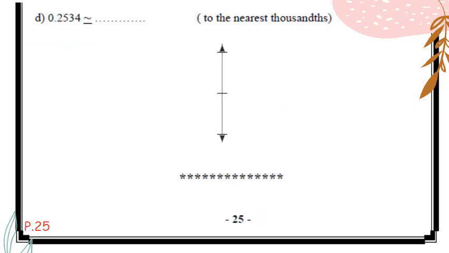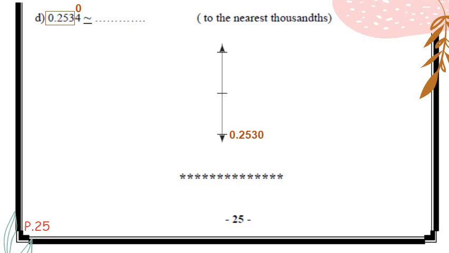Letter D. Here we have 0.2534. I need to round this number to the nearest thousandths. Okay, which digit is under thousandths? 3. So take 3 and any digit behind it inside the box like this, and any digit outside the box, turn it to 0. And this is the smaller number. Write it down on the number line like this.